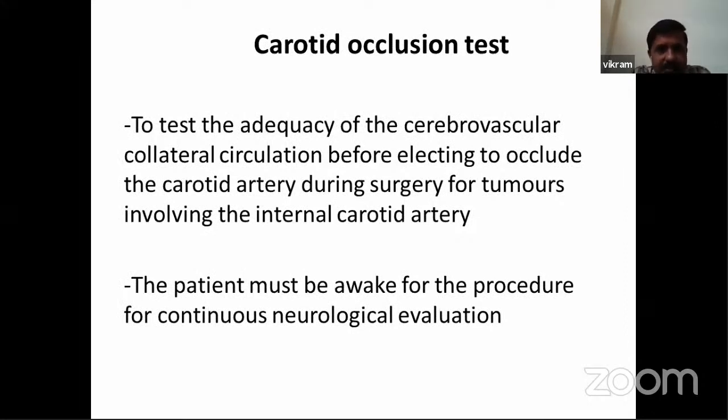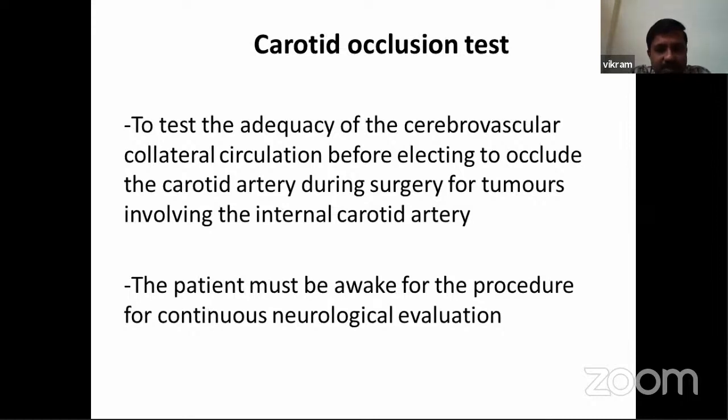The next procedure is not so commonly performed. This is the carotid occlusion test, but it's quite challenging for anesthetists. This is one test where general anesthesia is contraindicated. It is a test where you look for adequacy of cerebrovascular collateral circulation before electing to occlude the carotid artery during surgery for tumors involving the internal carotid artery.